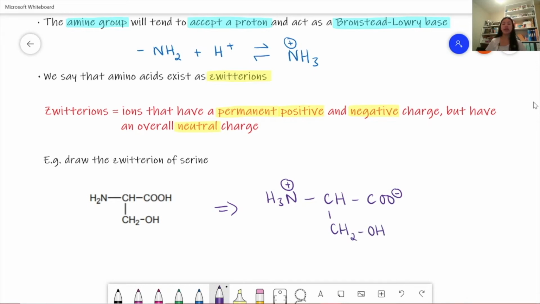Now it's really tempting to take off this hydrogen here, but we need to remember that this alcohol doesn't do anything. It's only the carboxylic acid group that acts as a Bronsted-Lowry acid and gives away its proton, and so we only get COO minus ions with the carboxylic acid group and not the alcohol, so it remains as OH. So this would be our Zwitterion.